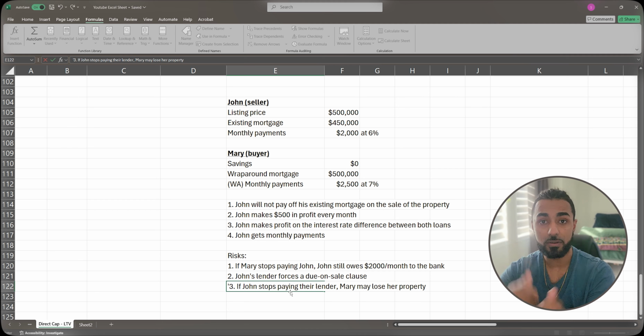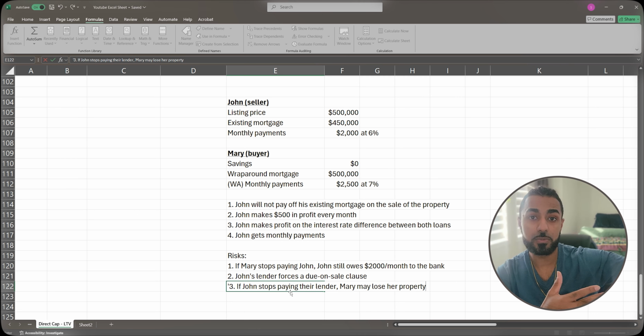Mary bought a property which still has John's existing mortgage, which means it's not even in Mary's hands. She's at the hands of John, whether he's making his payments to John's bank. It's like Mary didn't go to her own lender and pay that lender directly. She got a loan from John, John pays his lender, and now we have this chain of people that are responsible, and a lot more things can go wrong.